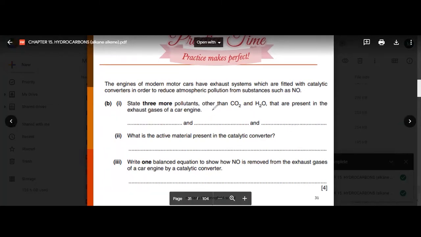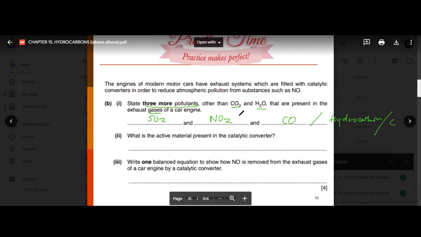Okay, let's discuss. State 3 more pollutants other than CO2 and H2O that are present in the exhaust gases of a car engine. What is it? 3 more pollutants other than this and this that are present in exhaust gases. It can be SO2, it can be NO2, it can be CO, or it can be hydrocarbon. But you just need to state three. Or it can be carbon.